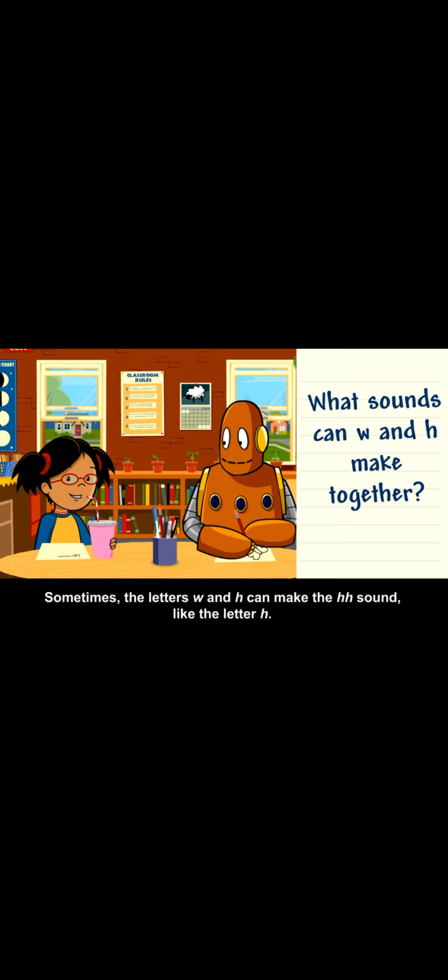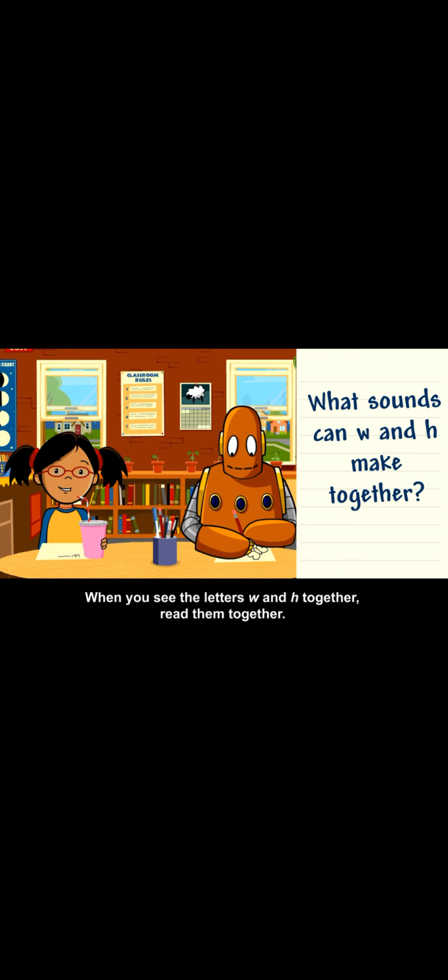Sometimes the letters W and H can make the H sound, like the letter H. The words who and whole start with WH but make the H sound. When you see the letters W and H together, read them together. Try pronouncing it different ways to see what makes sense.